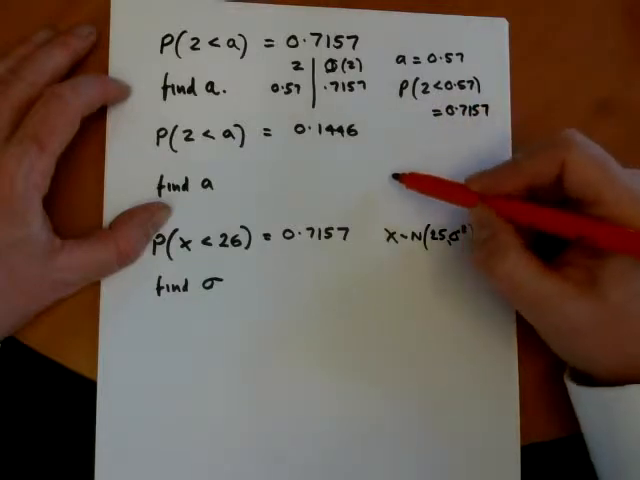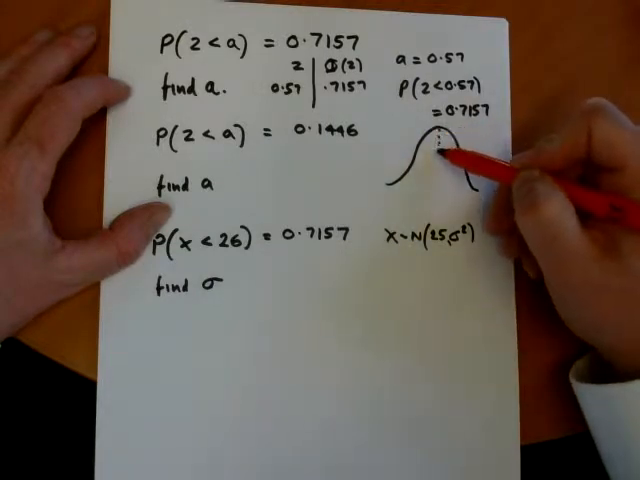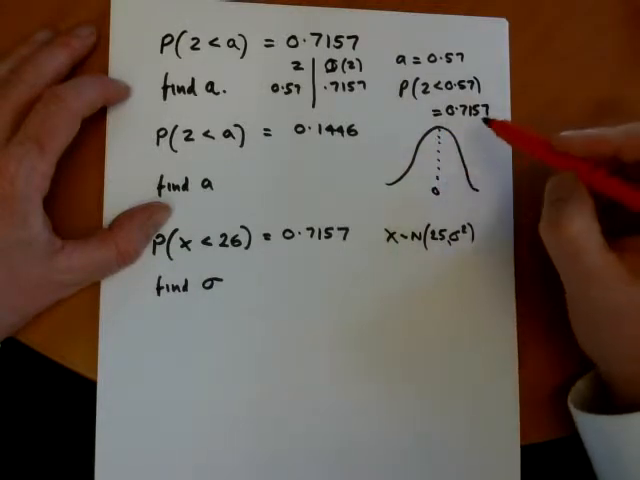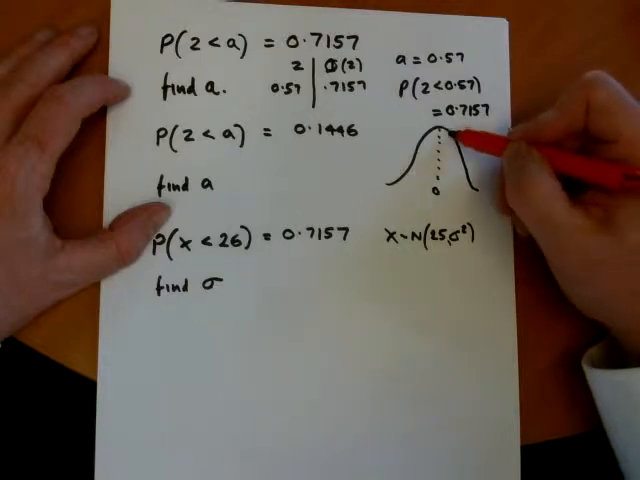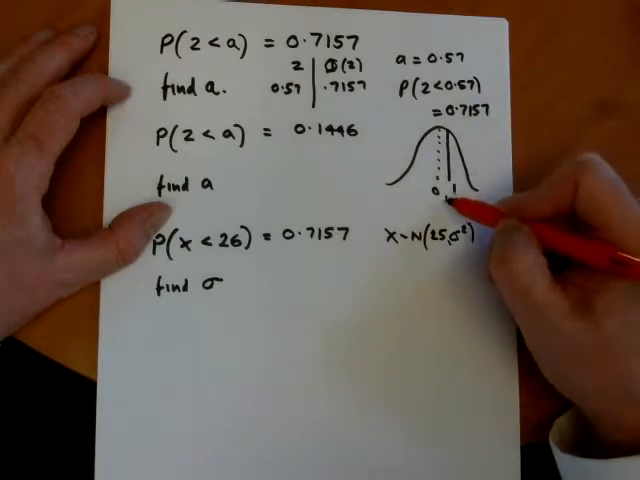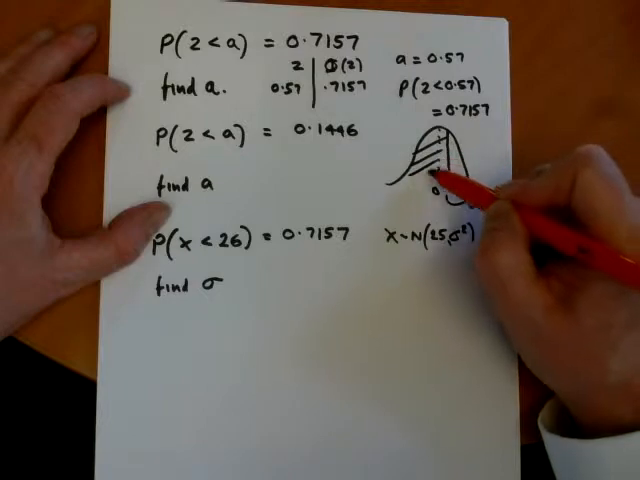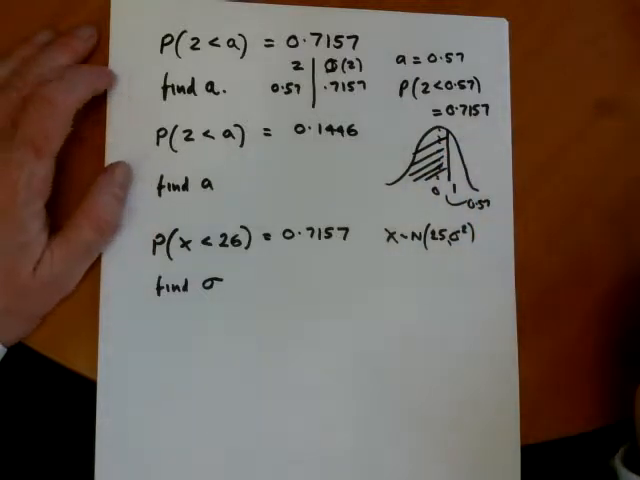equals 0.7157. So with a little diagram to indicate that, 0 again is our mean. We're looking at something about, so if 1's there, we're looking about there. The probability that we are less than 0.57 is just over 70%. Okay, that's our first one.